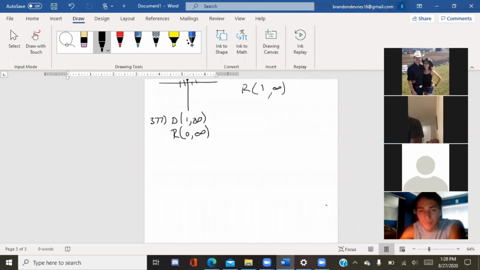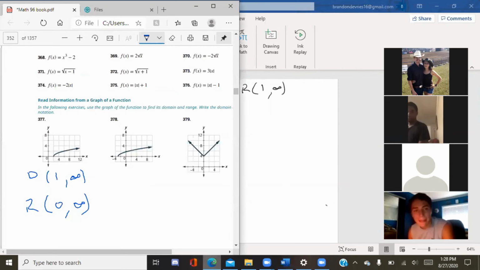All right. So let's go back to this page so they can see it real quick. So it's 1 infinity because it starts at 1 on the x-axis, and then the range is 0 infinity because it starts at 0 on the y-axis and it just keeps going. So people watching should understand now.